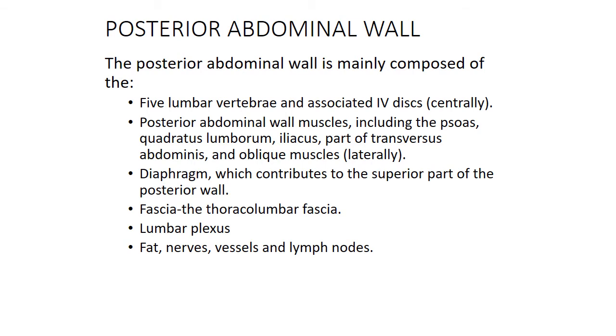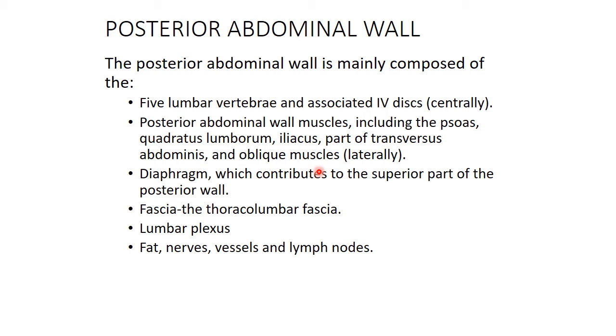Now, the posterior abdominal wall is mainly composed of the following structures. Five lumbar vertebrae and their associated intervertebral discs in the midline. Posterior abdominal wall muscles, including the psoas muscles, quadratus lumborum muscle, iliacus, and part of the transversus abdominis. I am saying part because just the posterior-most part of the transversus abdominis contributes to it.